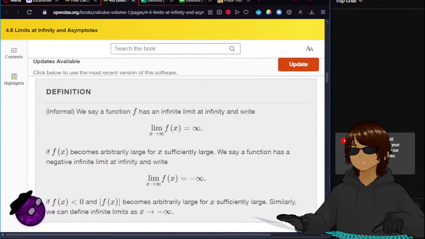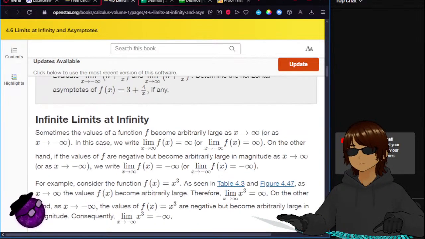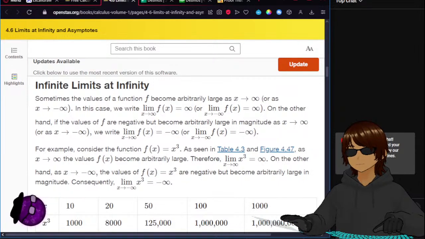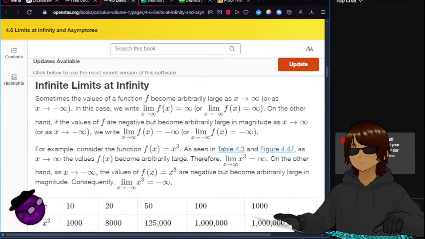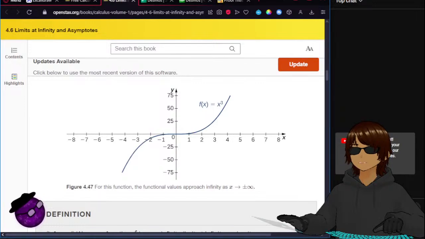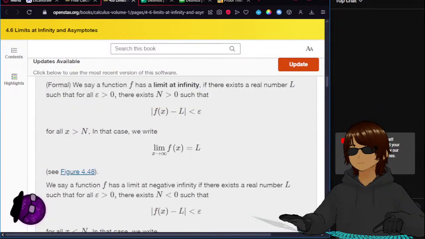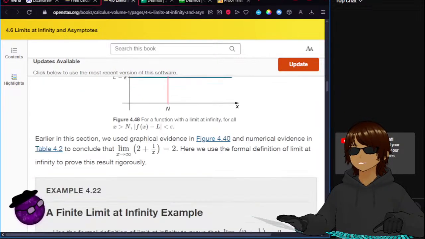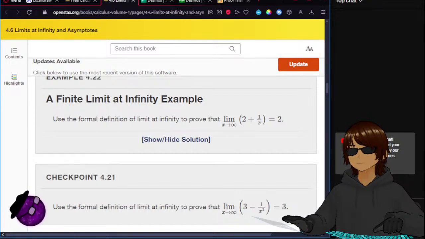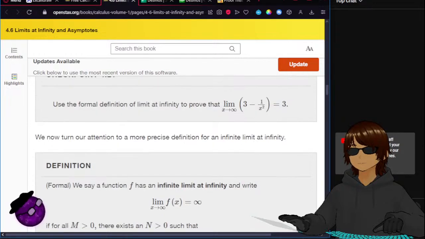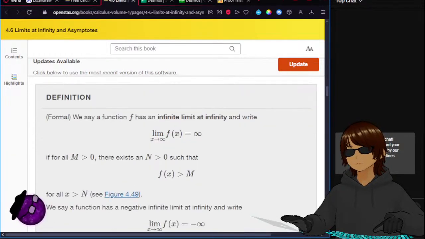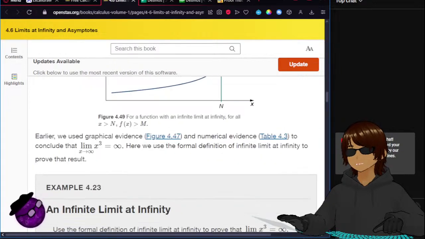And so what is this? Infinite limits at infinity. Like as x gets closer and closer to infinity, f of x goes to infinity. These are the formal definitions.